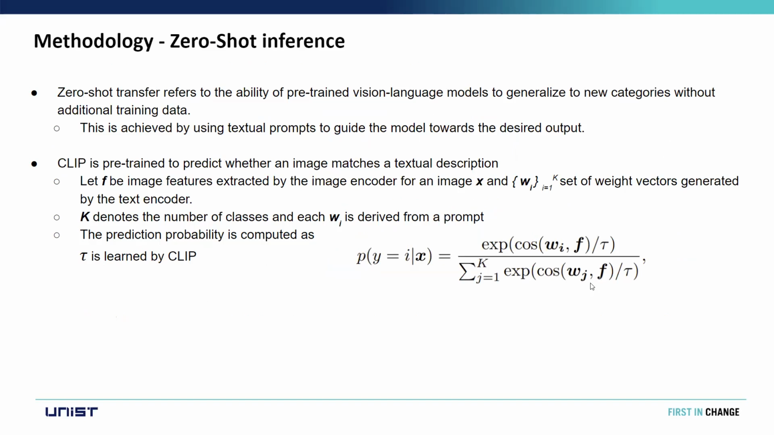Okay, so the zero-shot transfer refers to the ability of pre-trained vision language models to generalize to new categories without additional training data. This can be achieved using textual prompts to guide the model towards the desired output. CLIP in a way is also zero-shot, and it is pre-trained to predict whether the image matches the textual description. There is a little bit more about the concepts of CLIP: there are image features as f, and then w_i, the set of weight vectors generated by the text encoder, and the prediction probability is computed as this. Here cosine refers to the cosine similarity between the generated text tokens and the image feature.